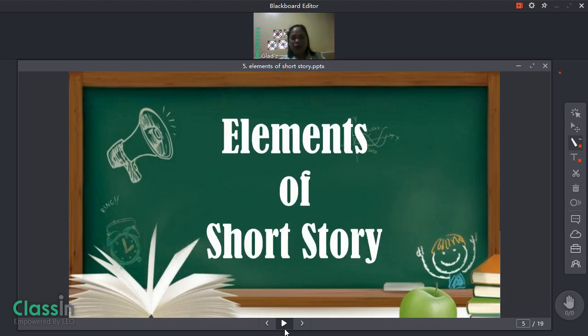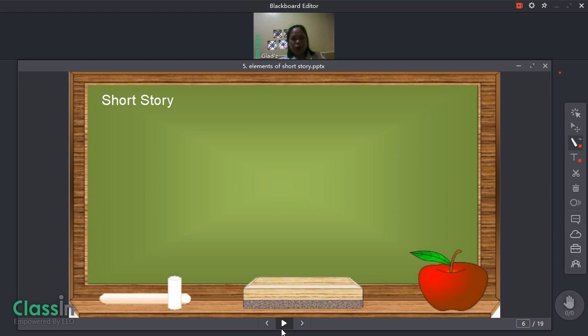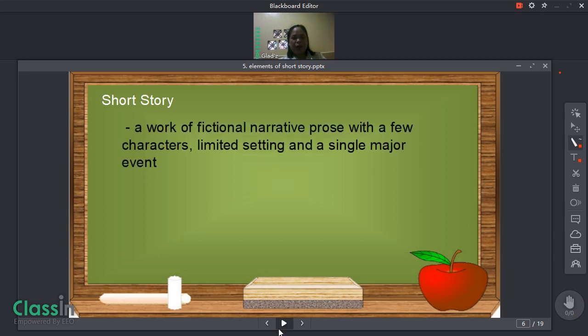So for sure, you are very much familiar with the elements of short story because since elementary, you have been discussing it. Every time we encounter a story, we cannot deny the fact that we always have to discuss the elements of short story in order for us to discuss a story. Okay? So let us first define a short story. A short story is a work of fictional narrative prose with a few characters, limited setting, and a single major event. It is usually said that it can be read in just one sitting. That is a short story.